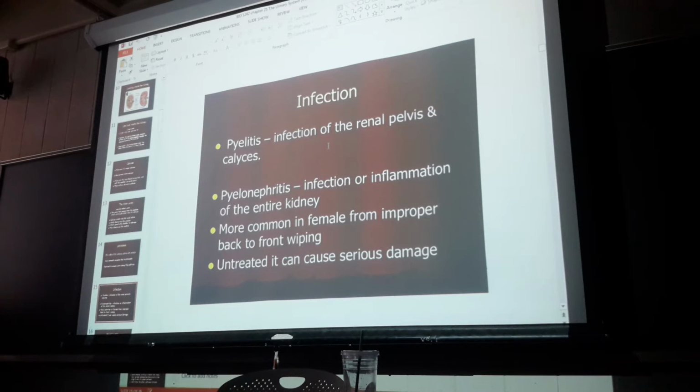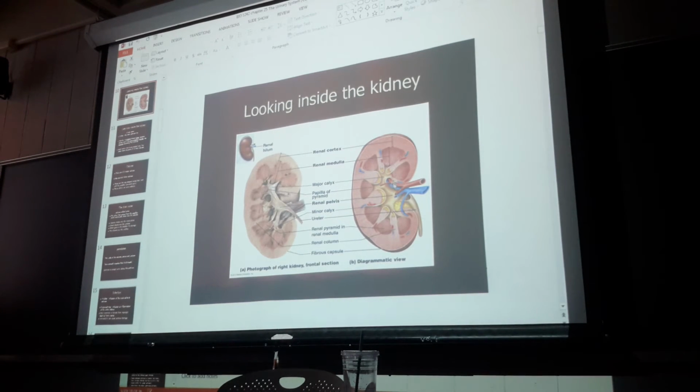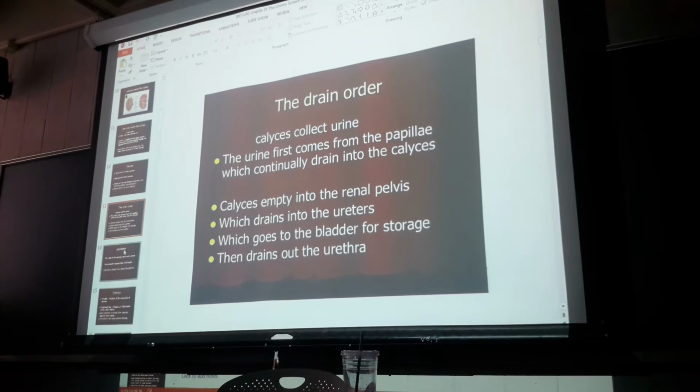Things that can go wrong include infection: pyelitis, infection of the renal pelvis and the calyx, pyelo meaning of the pelvis. For whatever reason, it's backing up, and then we can get inflammation in this area where the calyx and the renal pelvis are. That's called pyelitis.